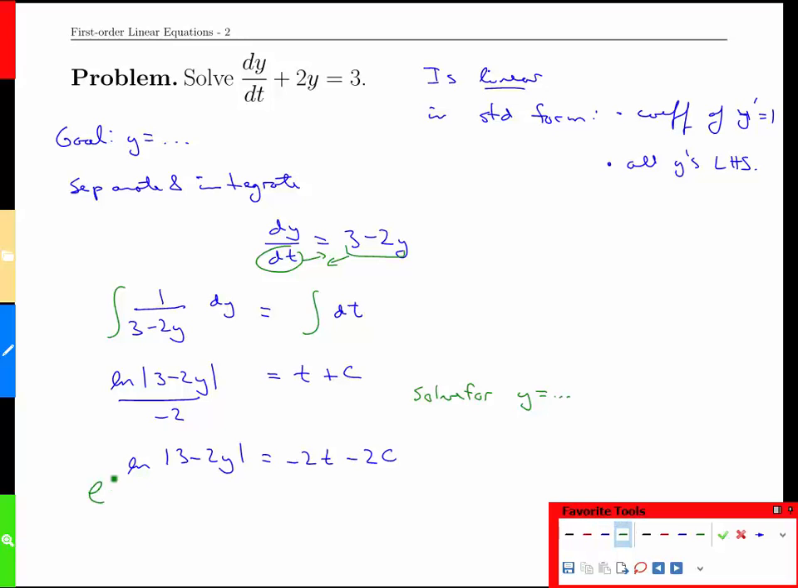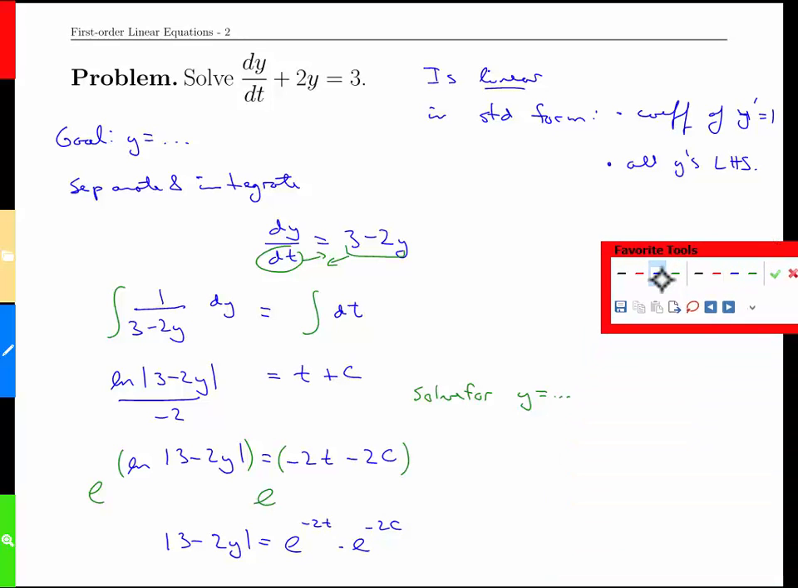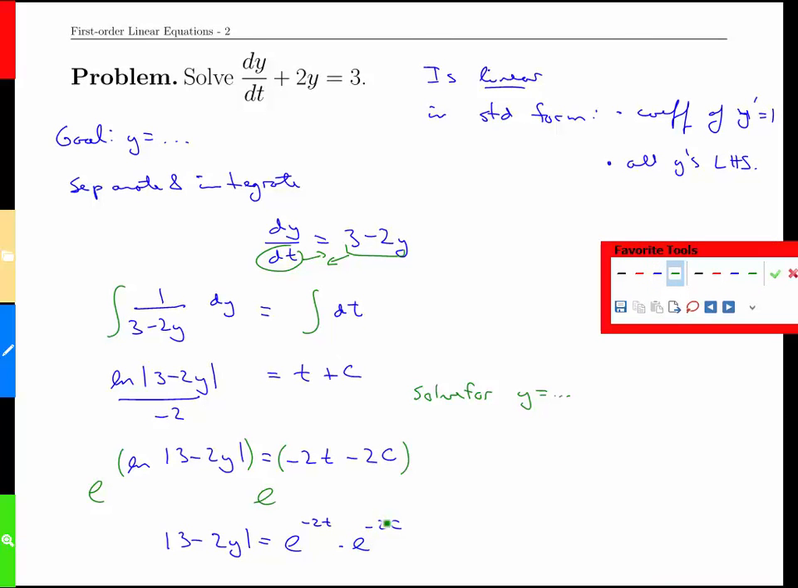And then we're going to exponentiate, put an e as a base underneath both sides. And on the left-hand side, we have the absolute value of 3 minus 2y. On the right-hand side, we can rewrite this as the product of two exponentials, e to the negative 2t and e to the negative 2c. We then apply our usual trick to get around this constant and this absolute value. We're going to define a new variable, a, which will be plus or minus e to the negative 2c. That lets us take away these absolute values and make this negative if it needs to be negative. And we end up with 3 minus 2y equals a e to the minus 2t.